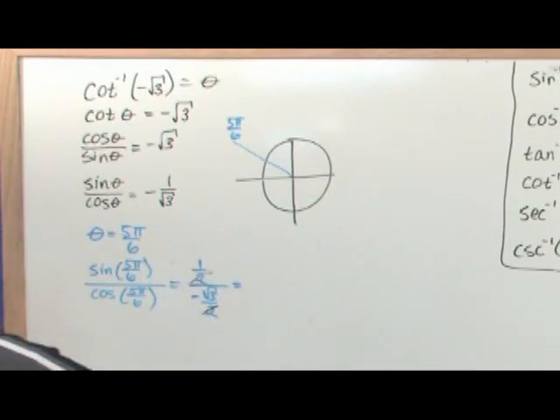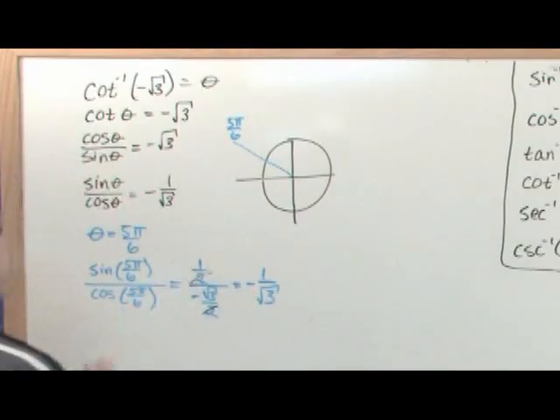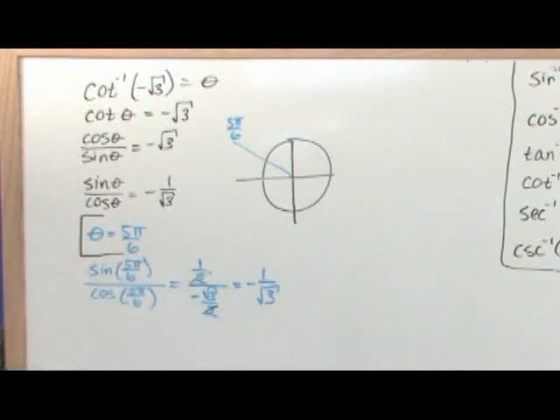Okay, and so in the end what you'll have is 1 over square root of 3, and it is negative. Okay, it is negative. So the answer is 5 pi over 6, just like we said. The answer is 5 pi over 6. Now you always have to ask yourself, did it fall in the right range?